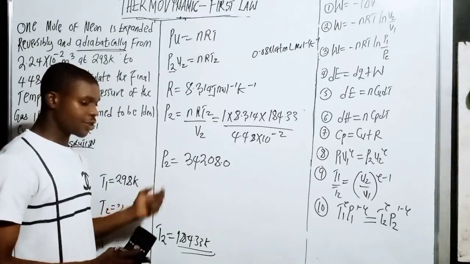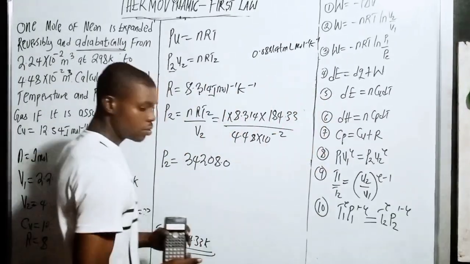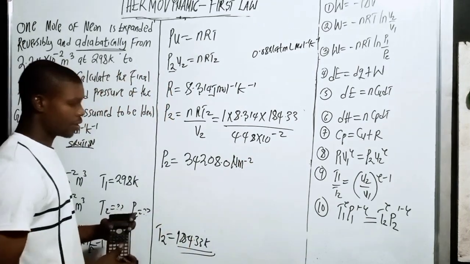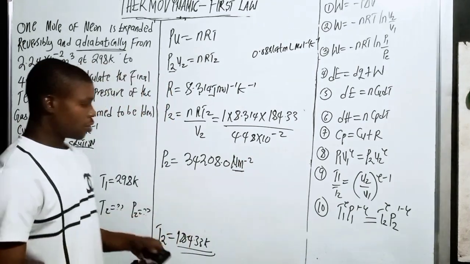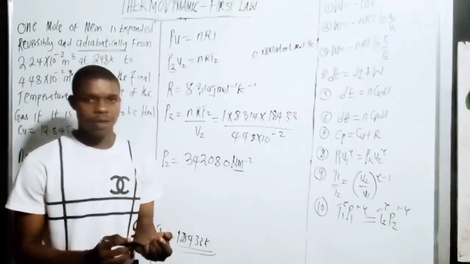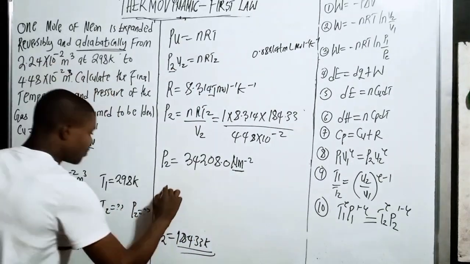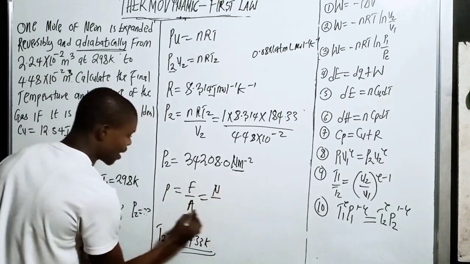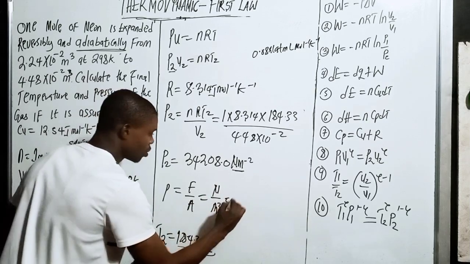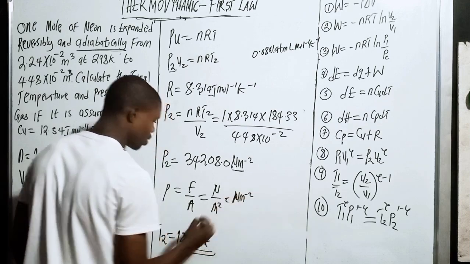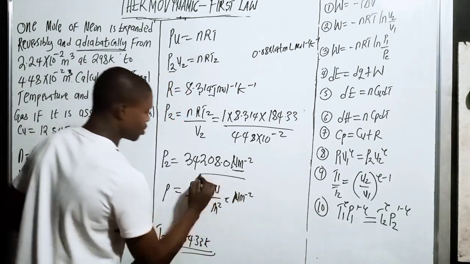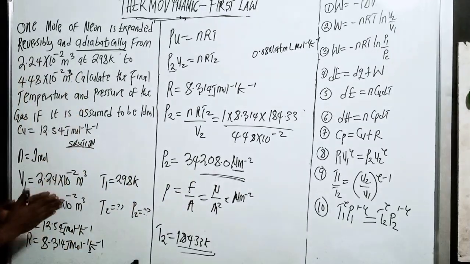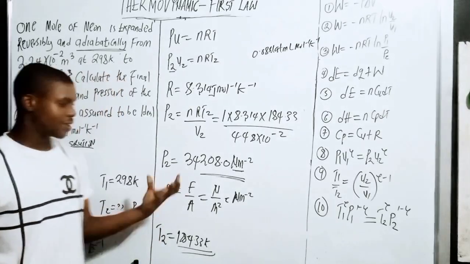What will be the unit of pressure? The unit of pressure is going to be Newton per meter square. That's going to be the unit. Normally pressure is Newton per meter square, because pressure equals force over area, right? Force is Newton, area is meter square, so that's why we have Newton per meter square. That is my pressure. Do you understand? So that is it for this calculation.